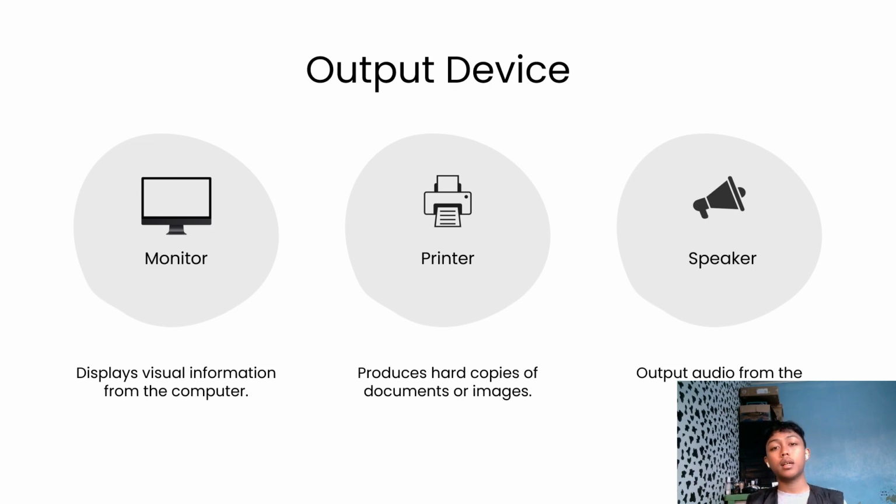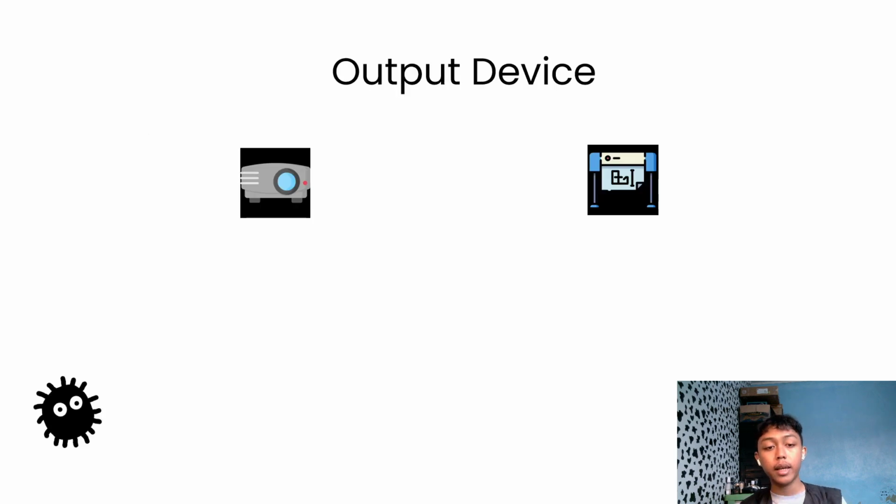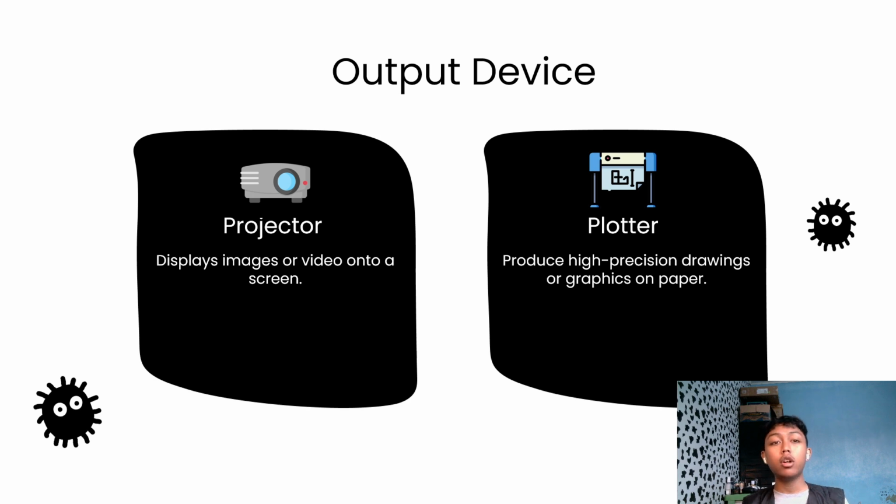So next is output device. First is monitor that displays visual information from the computer. Second is printer that can print or produce hard copies of documents or images. The third is a speaker that can make output audio from your computer. Next is projector, which displays images or video onto a screen, and there will be a plotter, used to produce high precision drawings or graphics on paper.